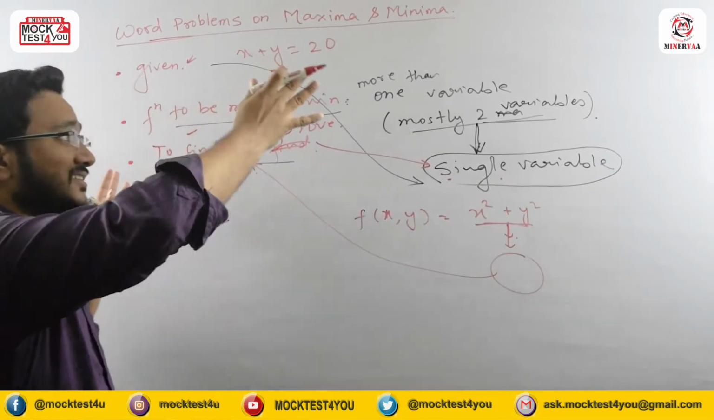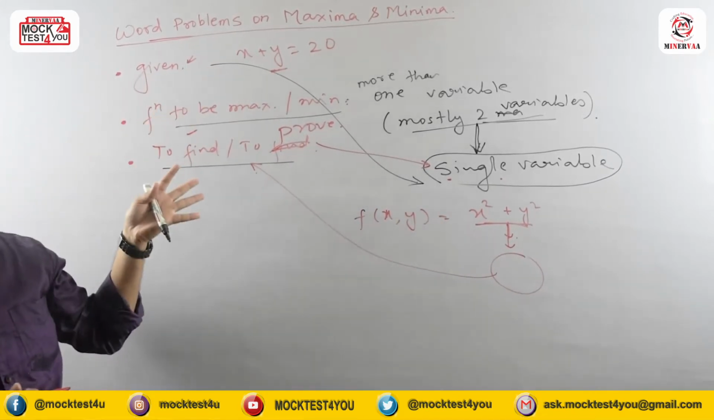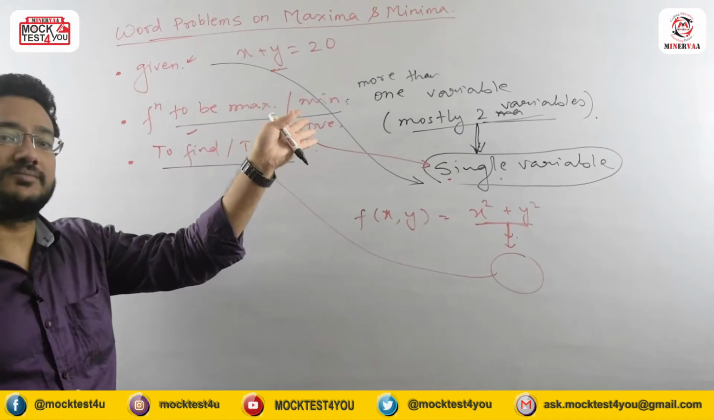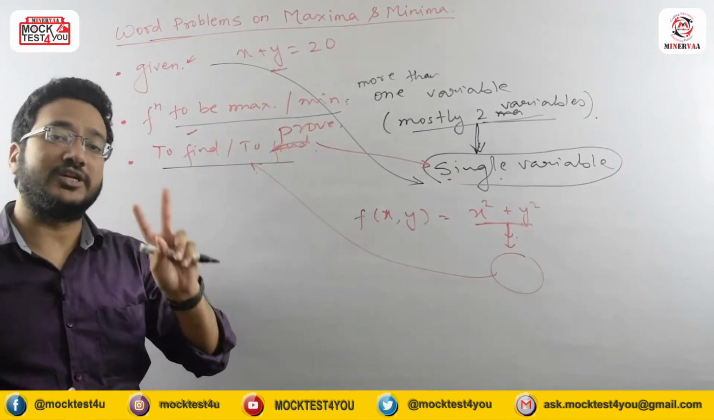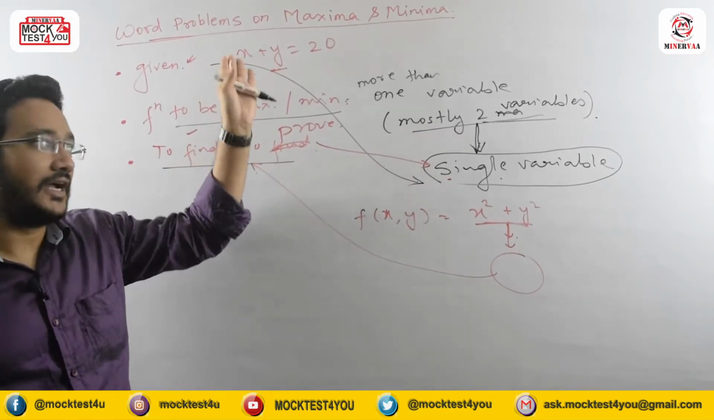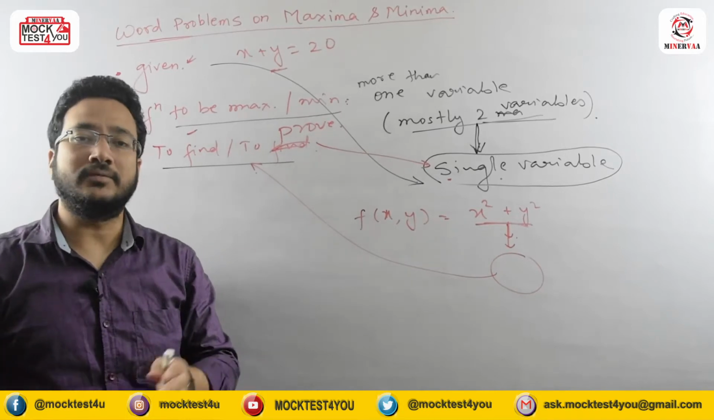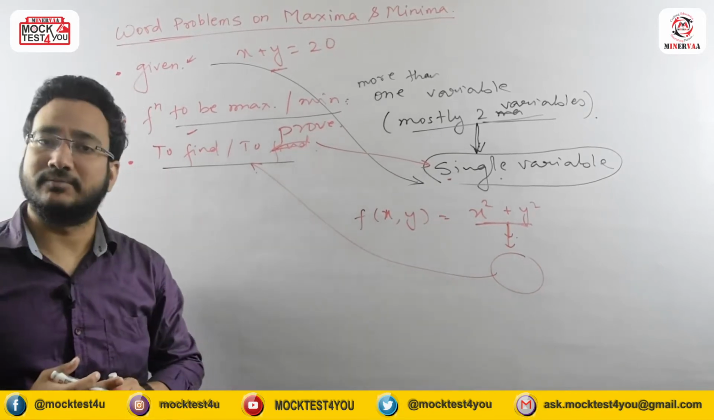That's all, this is what the process actually is. Three things you have to find first. The function to be maximized or minimized is present in mostly two variables. Convert it into a single variable using the given data, and then prove that the function will be maximum or minimum, using our process of maxima and minima.